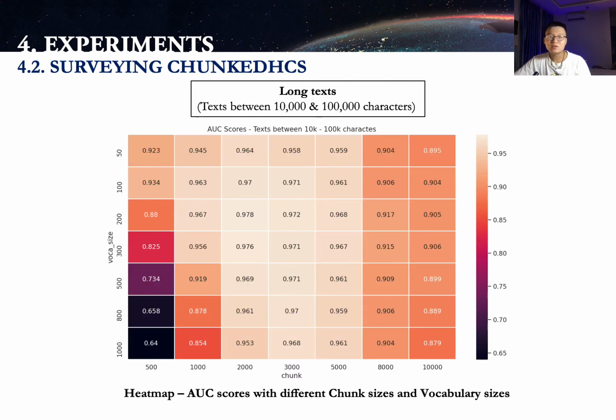Now talking about the long text, between 10,000 and up to 100,000 characters. This is also the heat map for the AUC score for different chunk sizes and vocabulary sizes. The algorithm shows poor performance for the shortest chunk size of 500 characters with a vocabulary size of 200 to 1,000 most frequently used words. The performance decreases when the chunk size is greater than 8,000 characters. The algorithm seems to have desirable performance with chunk sizes around 2,000, 3,000, and 5,000 characters.